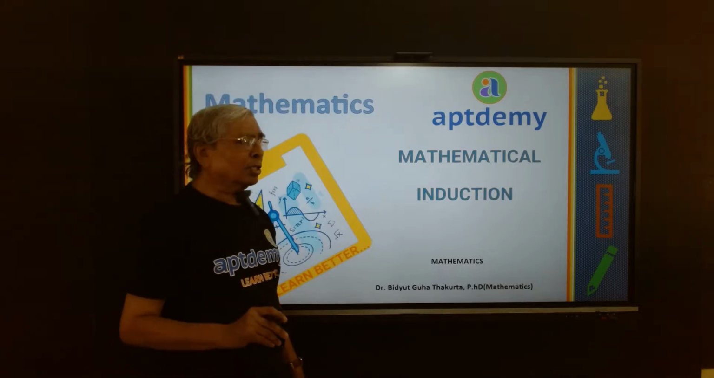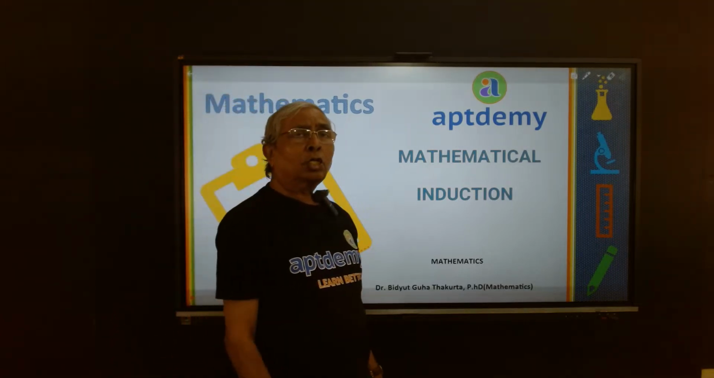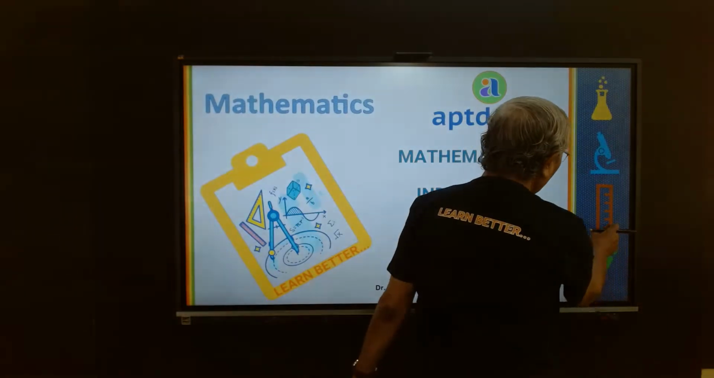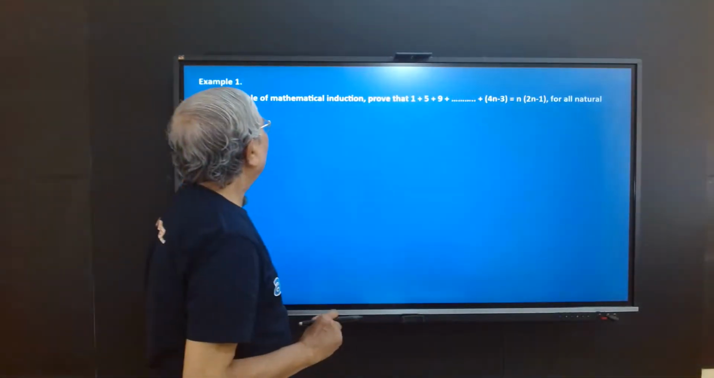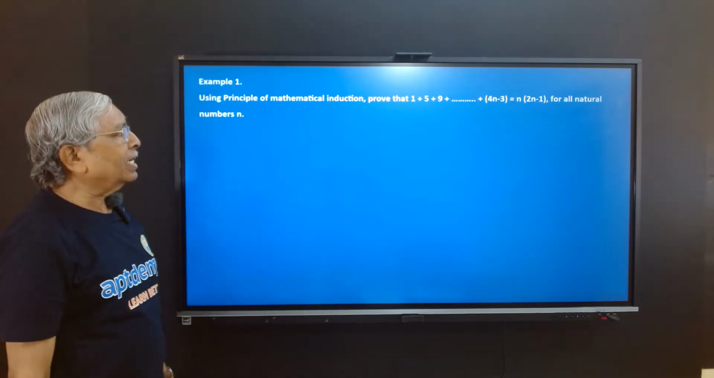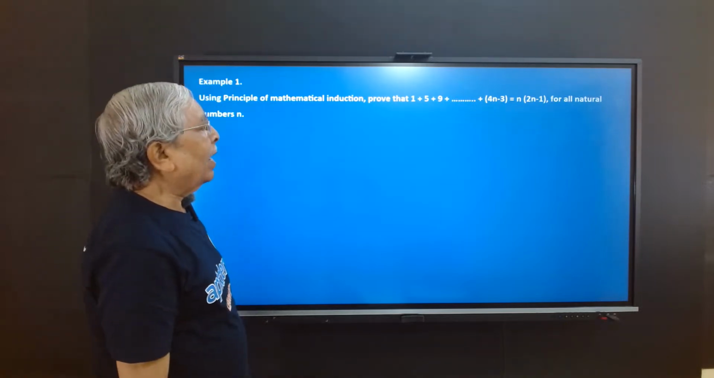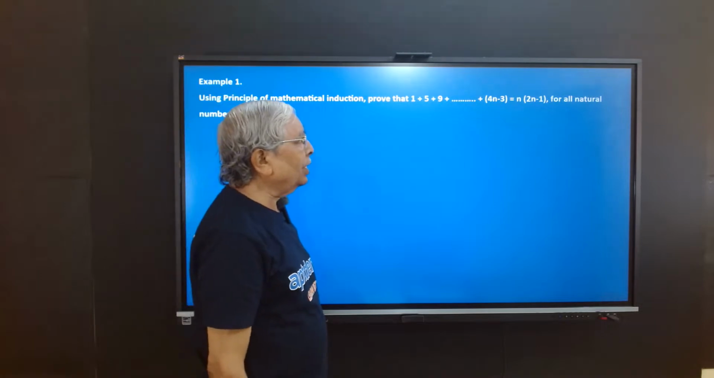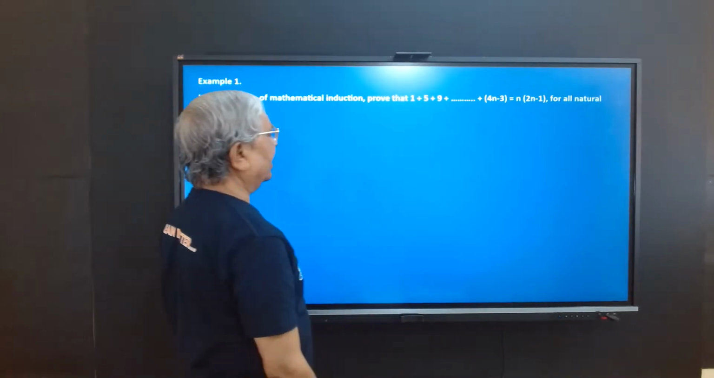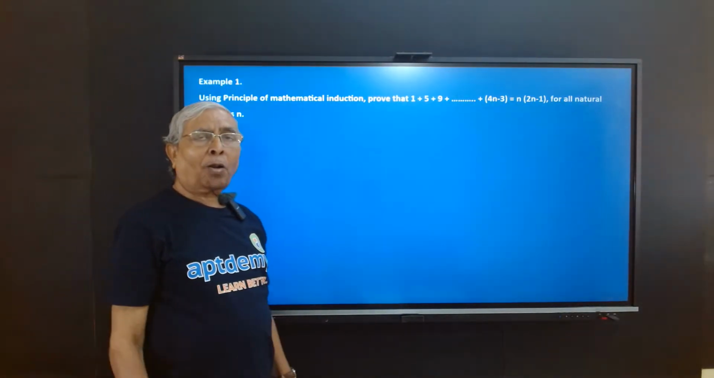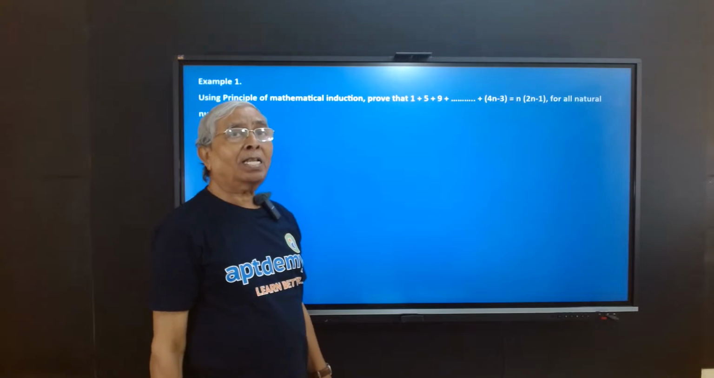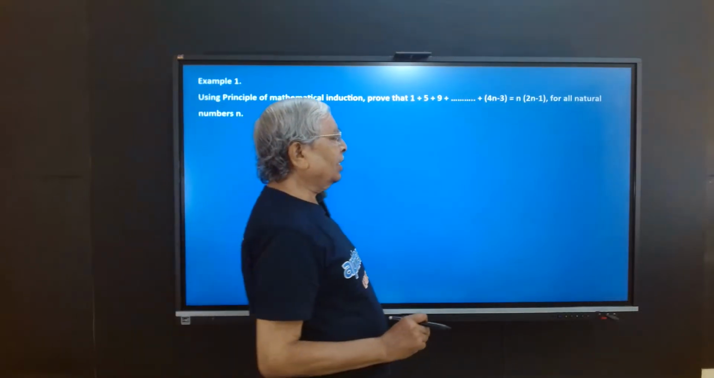Now, I, Professor Dr. Gurudakta, will start two problems on mathematical induction. The first problem is: using the principle of mathematical induction, prove that 1 plus 5 plus 9 up to 4n minus 3 equals n into twice n minus 1 for all natural numbers n. To work out this problem, first we have to know what mathematical induction is. So, first we discuss it.